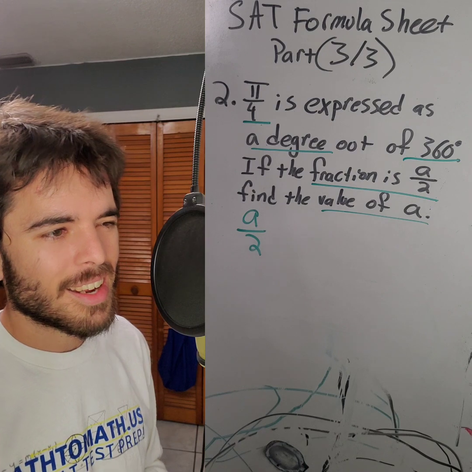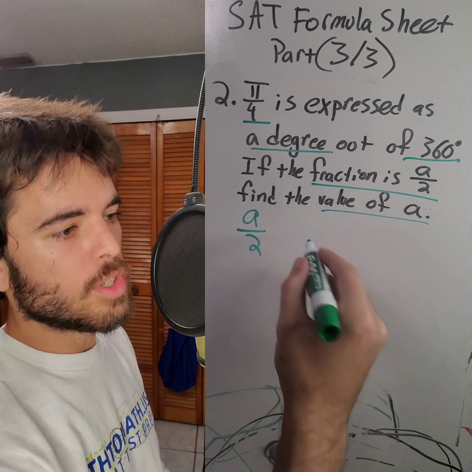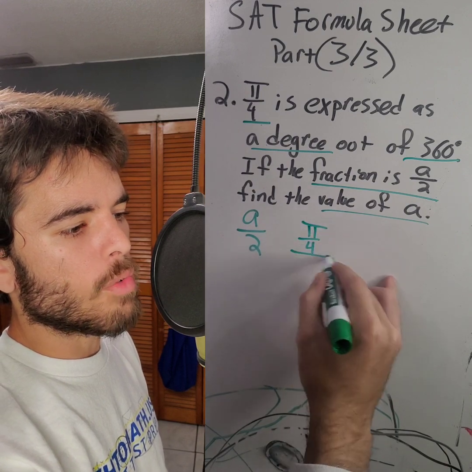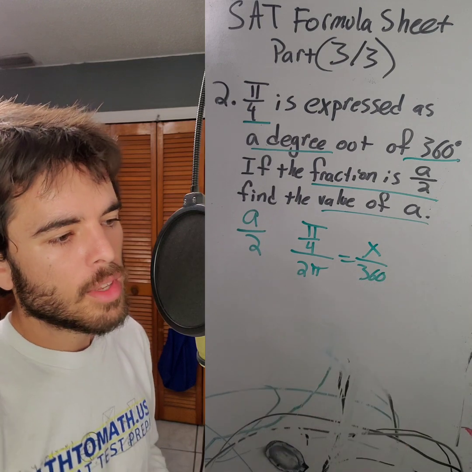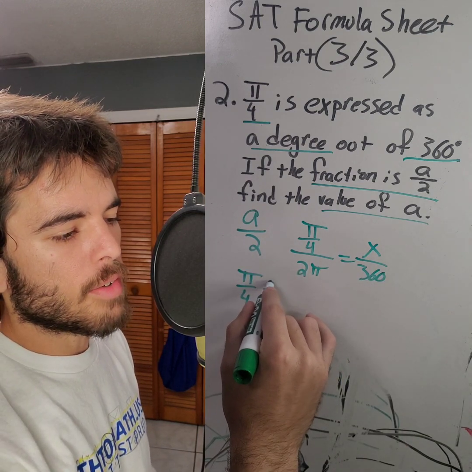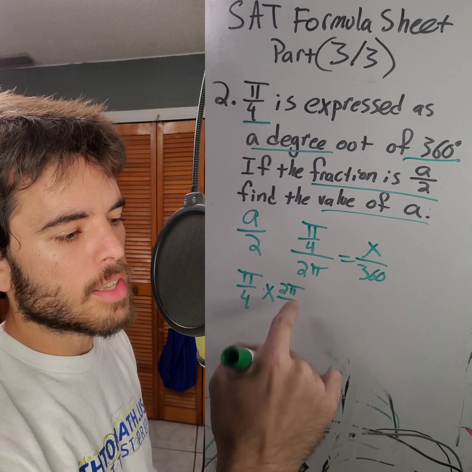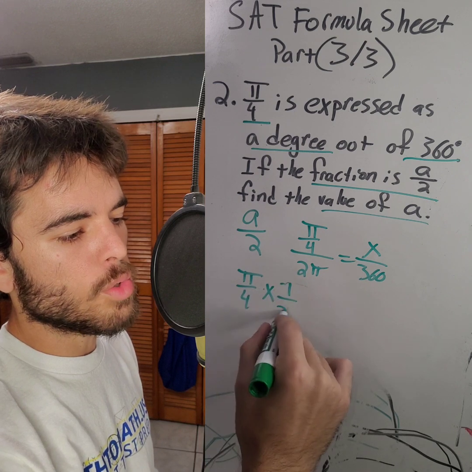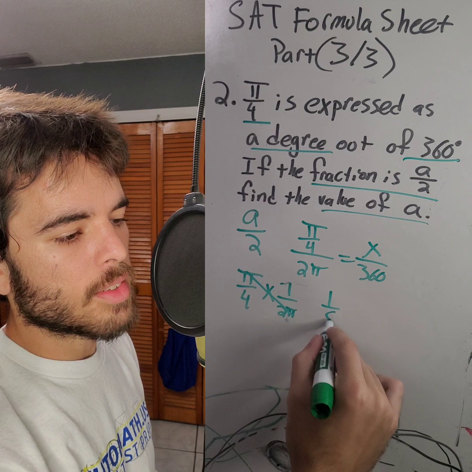Once I do that, I could kind of understand what they're saying. So instead of panicking, I'm just going to do what I've practiced, which is pi over 4 over 2 pi equals x over 360. It's the same case. We have pi over 4 divided by 2 pi over 1. That's going to become times 1 over 2 pi. So the pi's cancel, and we have 1/8.